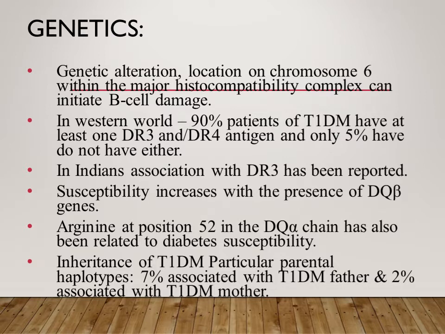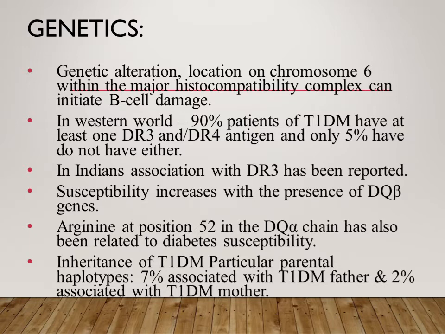Genetics play an important role in type 1 diabetes mellitus. Genetic alteration, located on chromosome 6 within the major histocompatibility complex, can initiate the beta cell damage. In the Western world, 90% of the patients of type 1 diabetes mellitus have at least one DR3 or DR4 antigen, and only 5% do not have any antigen. In Indians, an association with DR3 has been reported.